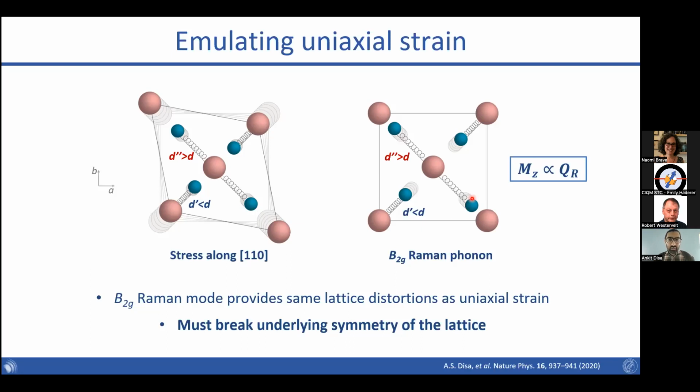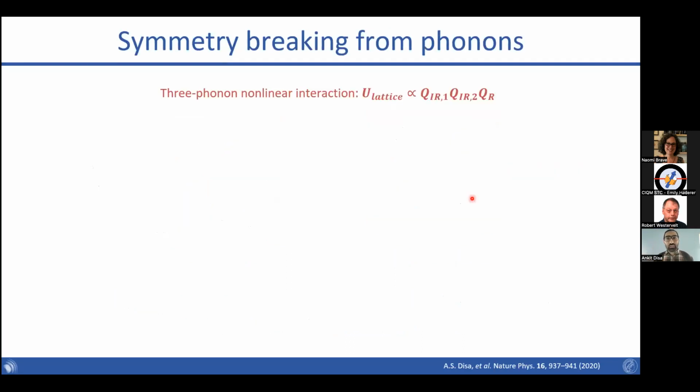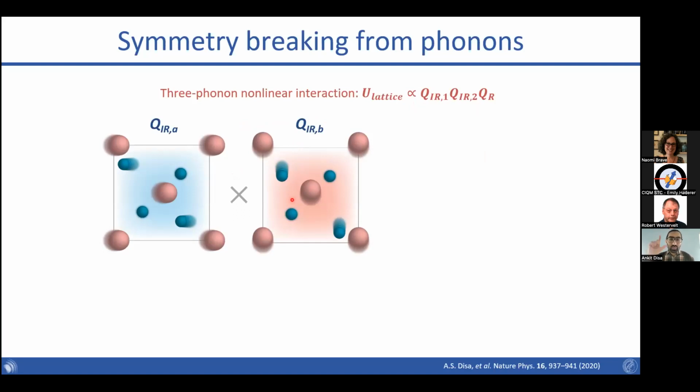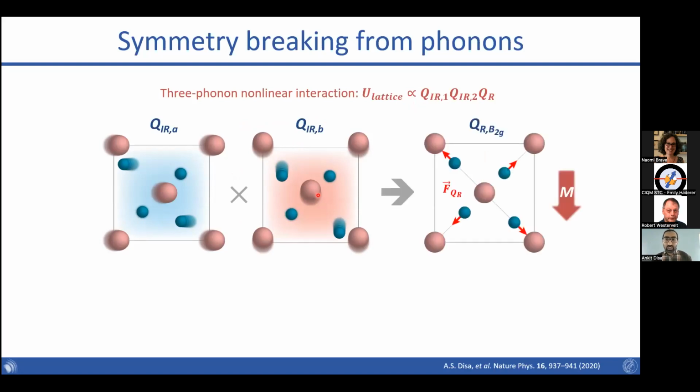You have to somehow break the underlying symmetry of the crystal. And what we'll do is exploit the anharmonic interactions of the crystal lattice, as I discussed before. But since we are interested in breaking the symmetry, the particular form of the interaction we need to use is different. It is a 3-phonon interaction instead of a 2-phonon interaction, which couples two different infrared active modes to a third Raman active mode. And from group theory considerations, if I want this one to be this one, I need to excite two infrared active modes that are degenerate and orthogonal to each other, one pointing along the a-axis and one pointing along the b-axis. And if I do that, a directional force will be imparted to push the crystal along this B2g Raman mode coordinate. And that will, as I discussed in the previous slide, generate a net magnetization just like you would with uniaxial strain.